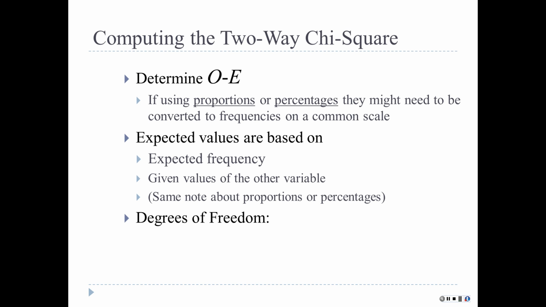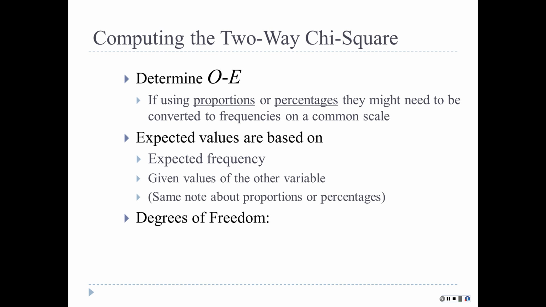Now, if you're using proportions or percentages for one variable, like the observed variables, they might need to be converted to frequencies on the same scale, kind of like we did for the 1-way chi-square. The expected values are not based on the null hypothesis that you create anymore. That's how this is really different from 1-way chi-square. The expected values are based on the numbers that are already in the table. You don't usually generate any null hypothesis of any kind.